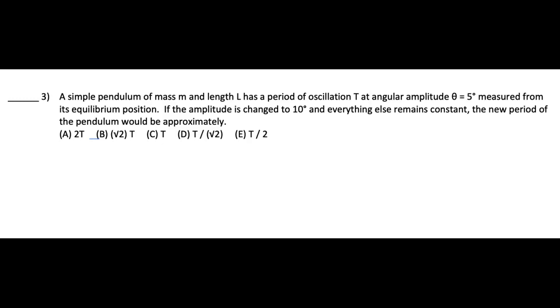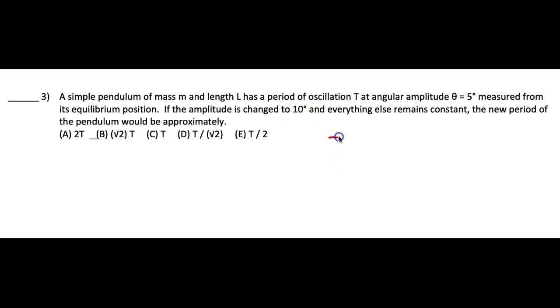In question number 3, we have a simple pendulum of mass m and length L, and it has a period of oscillation of T. And that's when the amplitude is 5 degrees when measured from the equilibrium. So now we increase the amplitude to 10 degrees and everything else is constant. They want to know the new period of the pendulum.